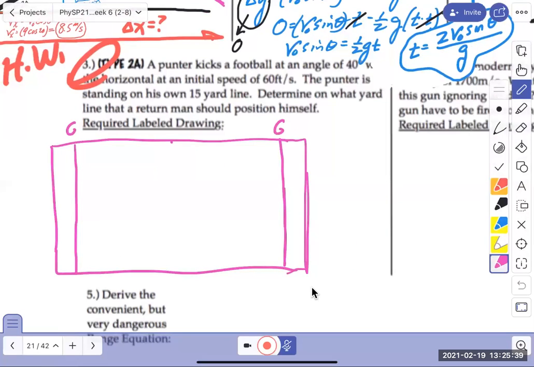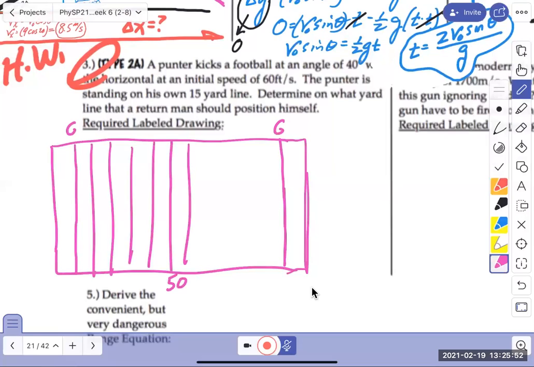But homework, I figure you can look it up or ask somebody. So the 50-yard line is right here. It goes 10, 20, 30, 40, 50. Then it goes 40, 30, 20, 10, goal line.